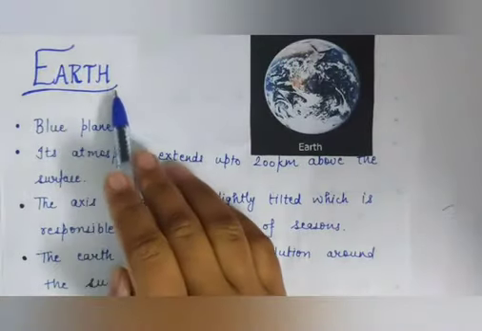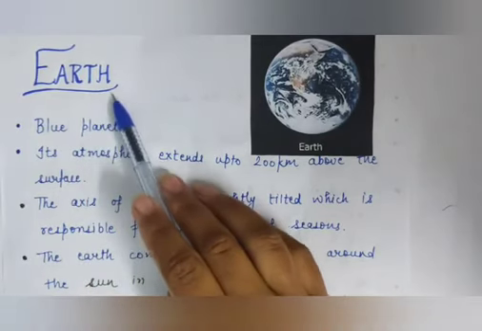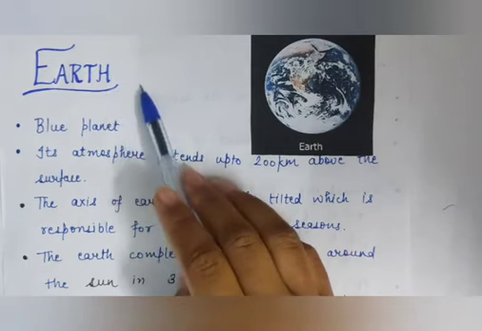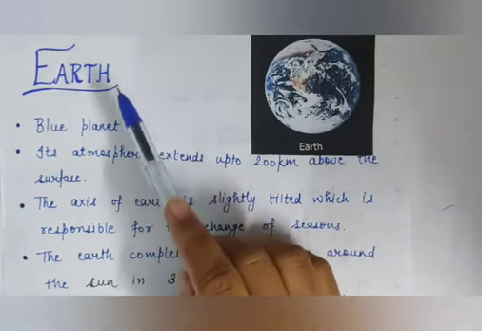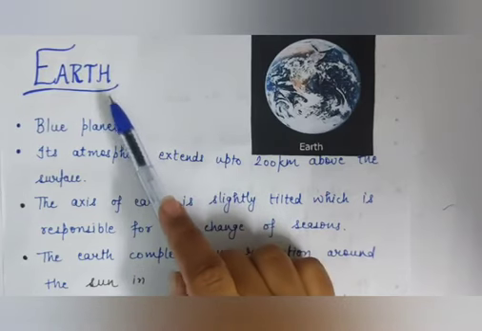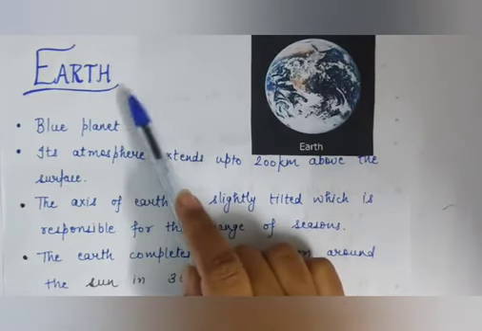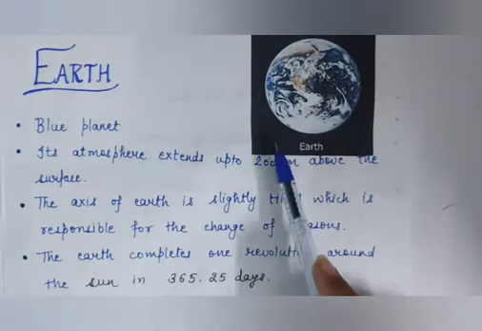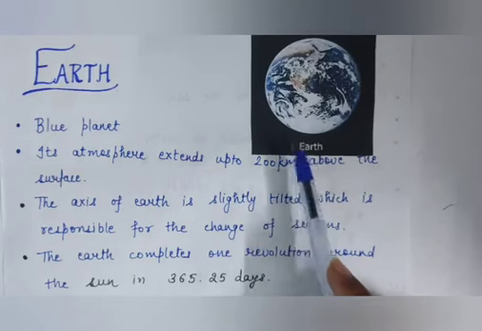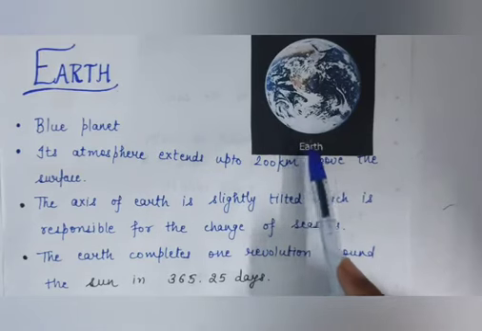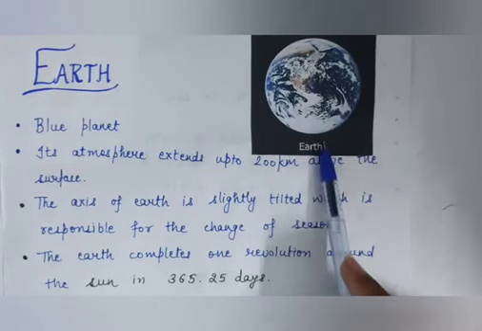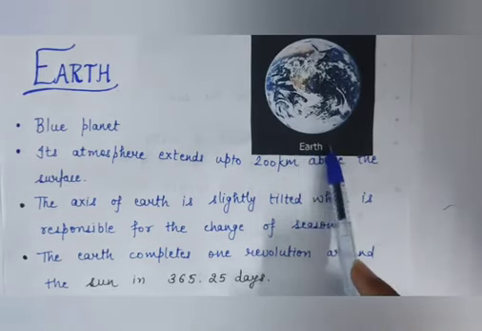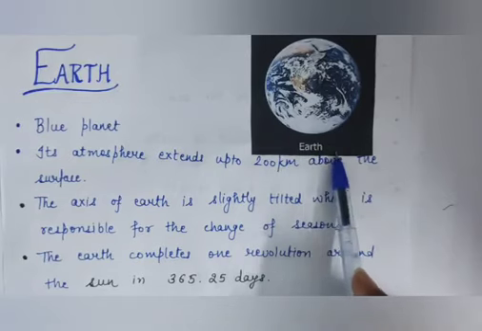Next planet is Earth, and it is the only planet of the solar system on which life exists. This is possible due to its right distance from the sun. Why is life possible on the Earth? Because it is not too hot, not too cold. It is at the right distance from the sun, and due to the presence of air, water, and right temperature, life is possible on the Earth.